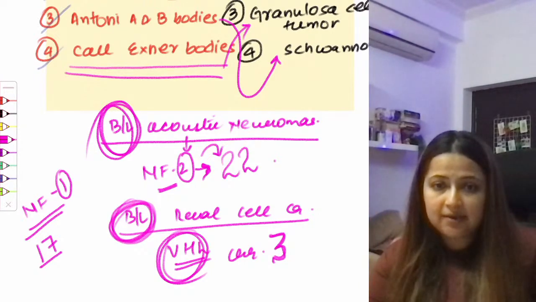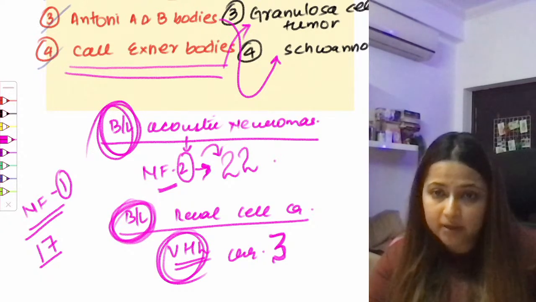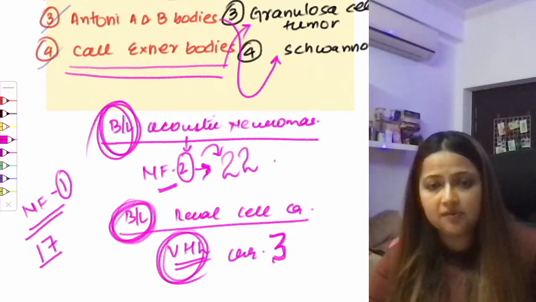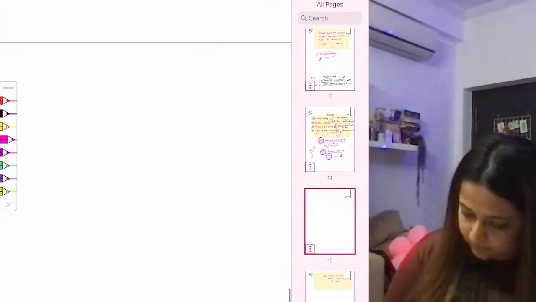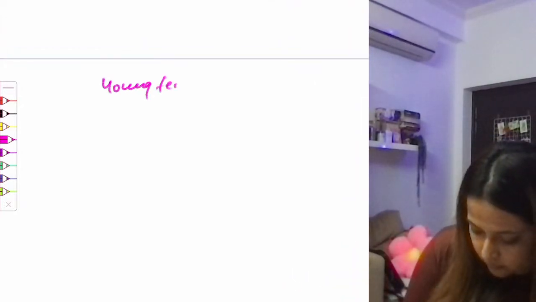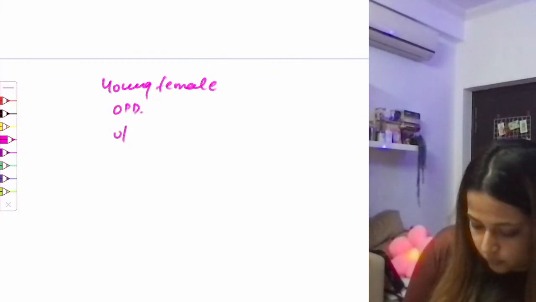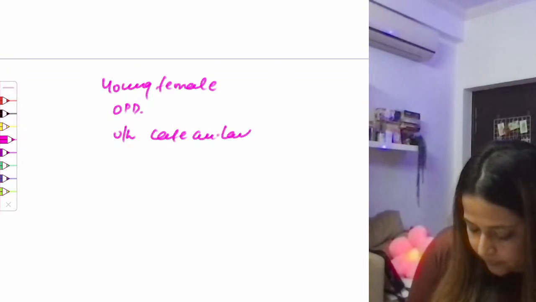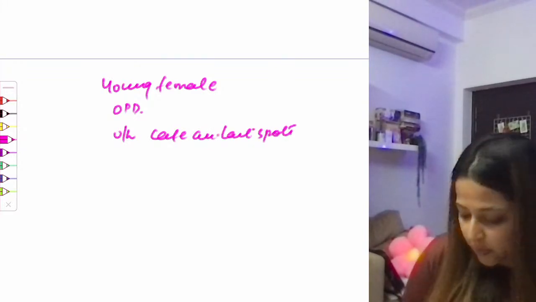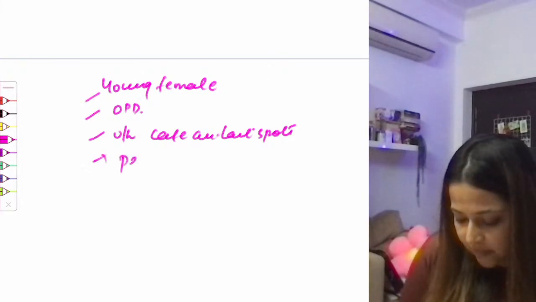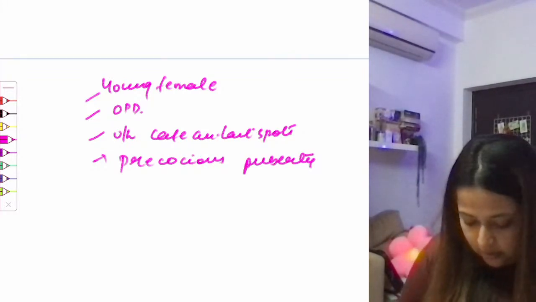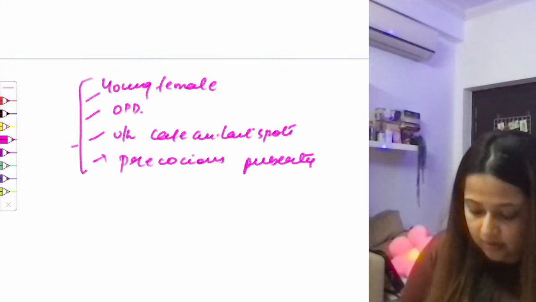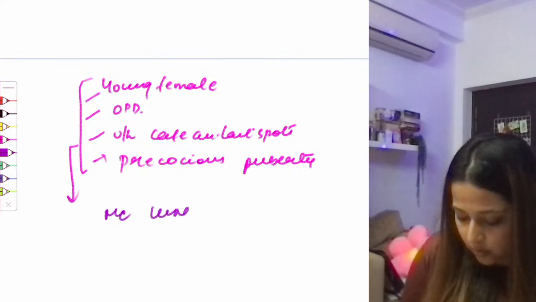Because cafe au lait spots could also be seen in a condition in which there is a young female who is coming to the OPD with precocious puberty. She's also having polyostotic fibrous dysplasia. So let me write that down. So let me see who can answer this. Young female coming to the OPD with unilateral cafe au lait spots. Along with that, she's having precocious puberty. Yes, Smriti, that is the right answer. Gurjeet, right answer. This is McCune-Albright syndrome.